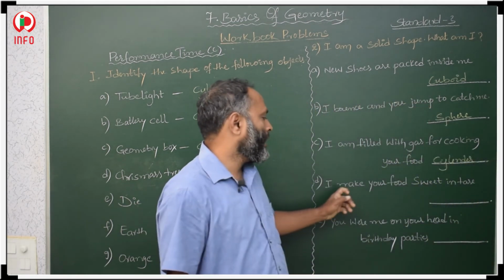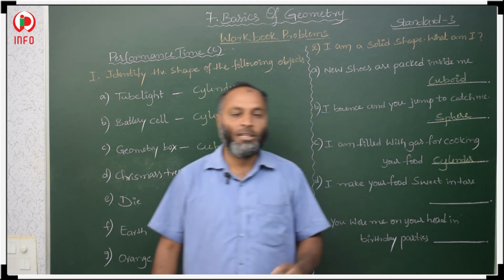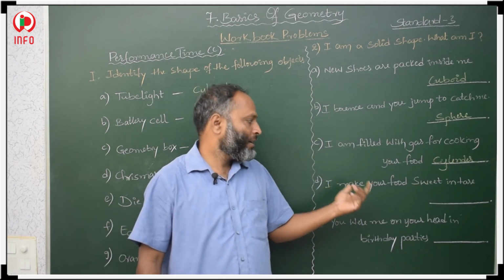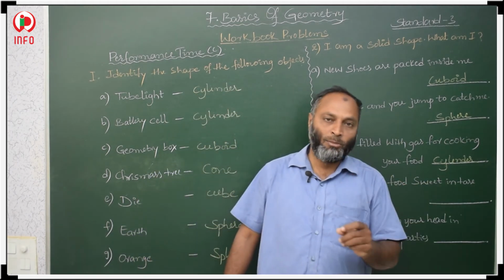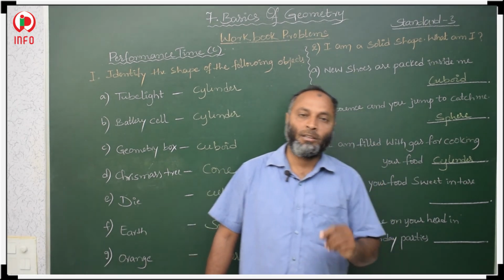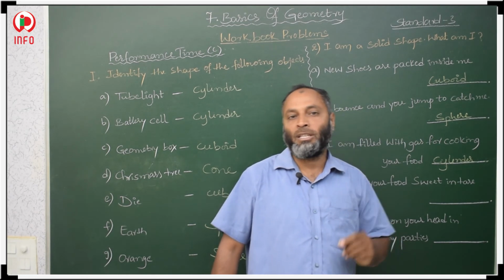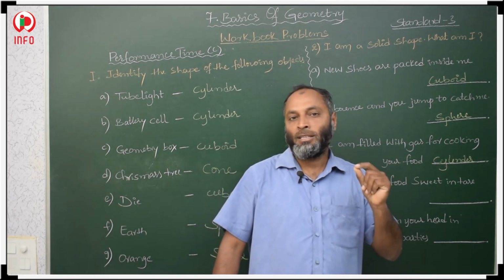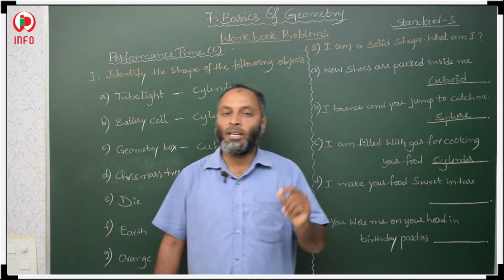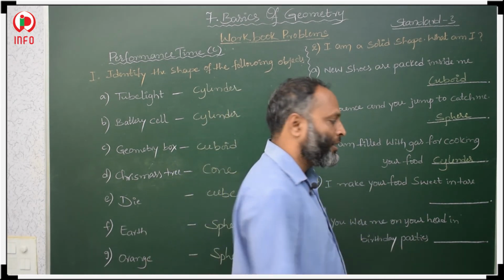Next, I make your food sweet in taste. It is one of the foods, sweet in taste. It is nothing but crystals. So what crystals? Sugar crystals. Sugar crystals are sweet in taste. Crystals are in square shape. So that is why it is a cube.